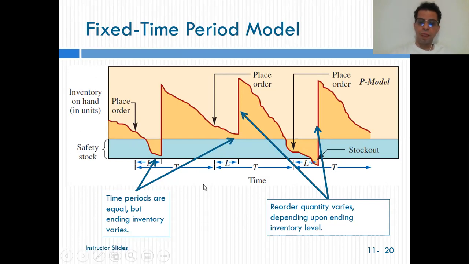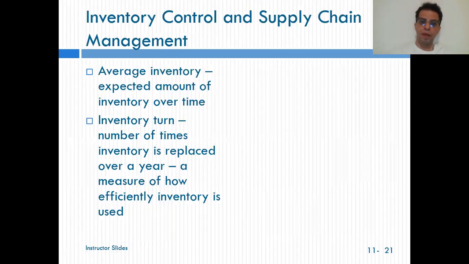So notice here, if you do a calculation of inventories and take the differences, you are back ordered. So that's what you call the P in the period models. Inventory control and supply management. Average inventory is the expected amount of inventory over time, so you take an average of it. Inventory turn is the number of times inventory is turned over in a day or a year or whatever, a measure of how efficient inventory is used.